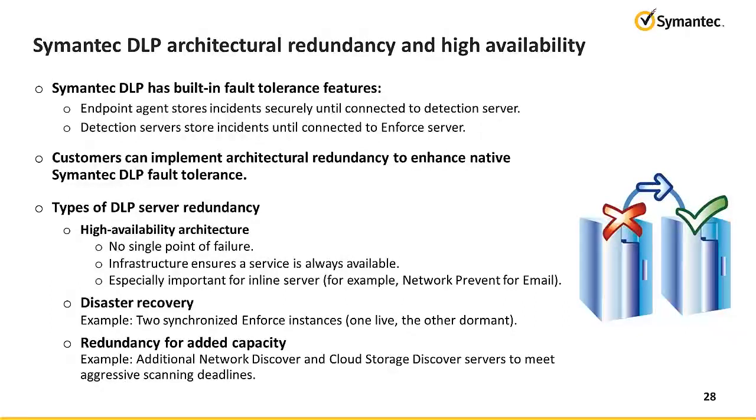For instance, a customer may dedicate 2 Network Discover and Cloud Storage Discover servers to split the scanning of an especially large repository, with one server scanning one half of the directories, while the other server scans the other half. Since a single Network Discover and Cloud Storage Discover server is capable of scanning the entire repository, albeit over a longer period of time, this is not so much an example of HA as it is of architectural redundancy in the service of capacity planning.